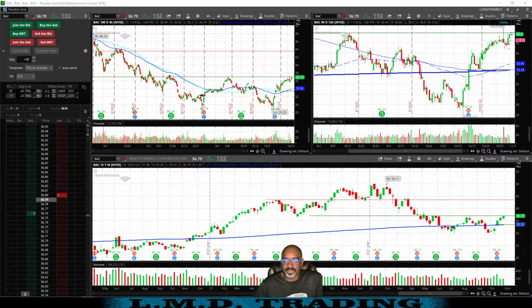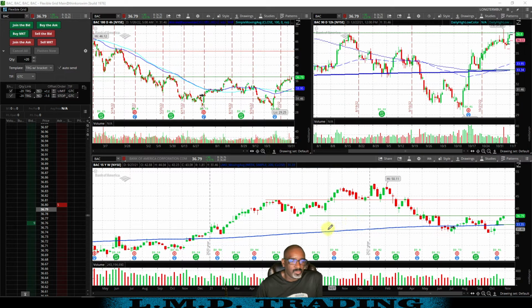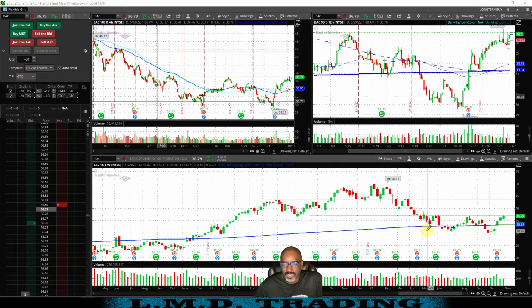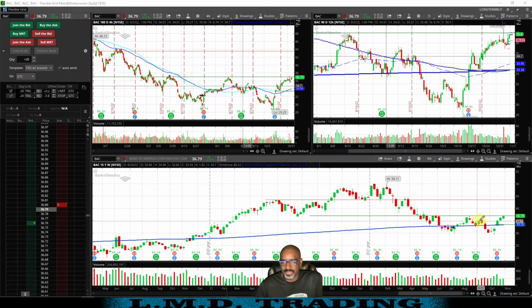I have some other scanners that kind of weed through the junk. This is Bank of America. This is one that I actually will be watching, because we see that this came, it broke below it, tested it, it broke below it again. Now it's coming up to this area here. I'm going to want to see Bank of America push above and retest it and go higher. So this is one that I'm going to be watching.